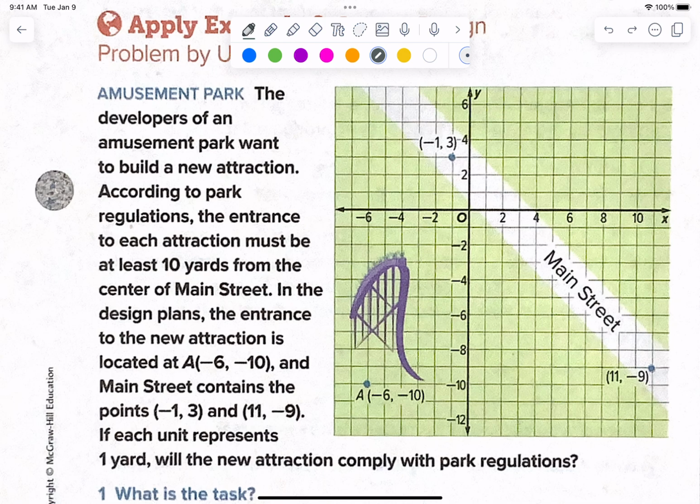It says the developers of an amusement park want to build a new attraction. According to park regulations, the entrance to each attraction must be at least 10 yards from the center of Main Street. I don't know if they think that, like, if somebody flies off this roller coaster, they want it 10 yards away so that we don't land on Main Street. I don't know if that's their regulation for that.